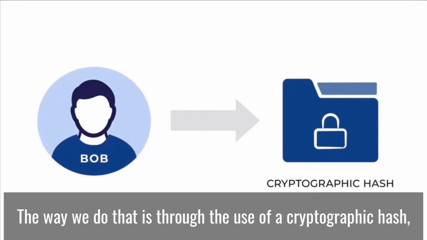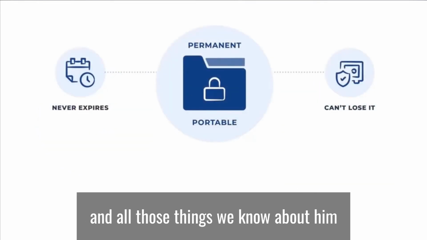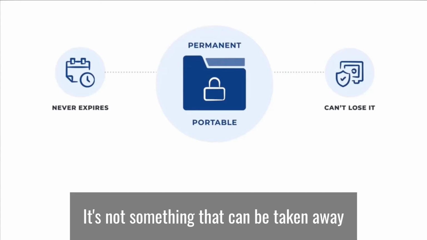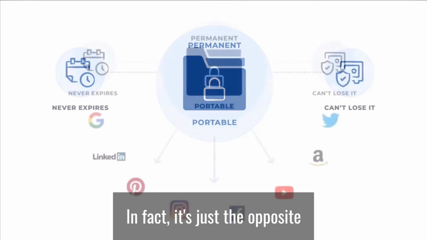The way we do that is through the use of a cryptographic hash, which is a privacy-protected small file that identifies Bob and all those things we know about him. And because that hash file is something permanent and something we own and control forever, it's not something that can be taken away, or that disappears when someone clears their cookies, or that an ad platform can hold hostage. In fact, it's just the opposite.